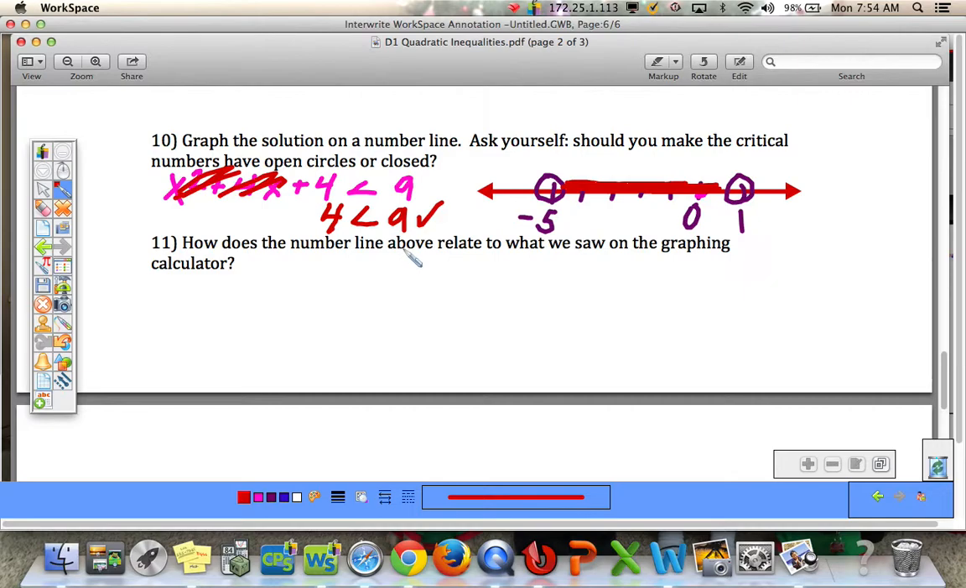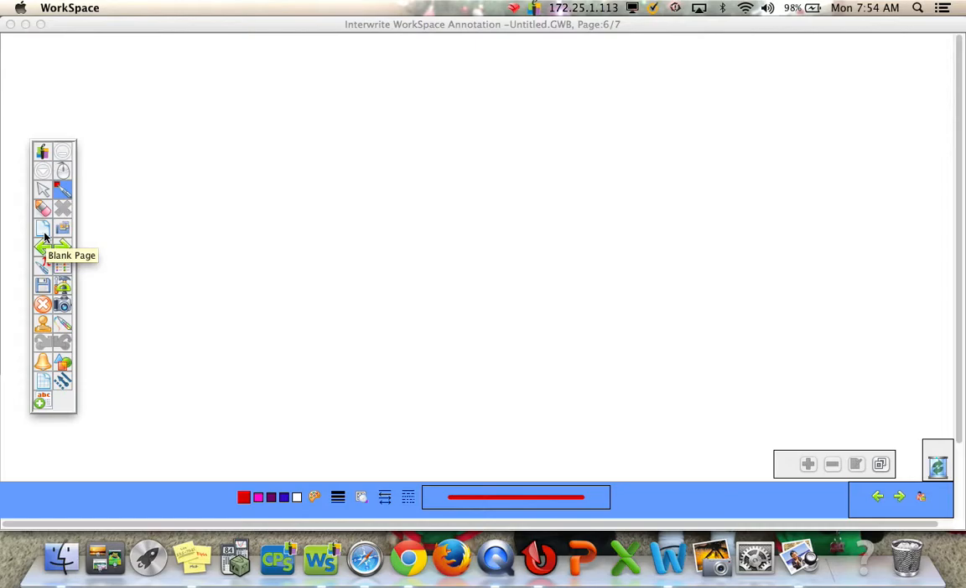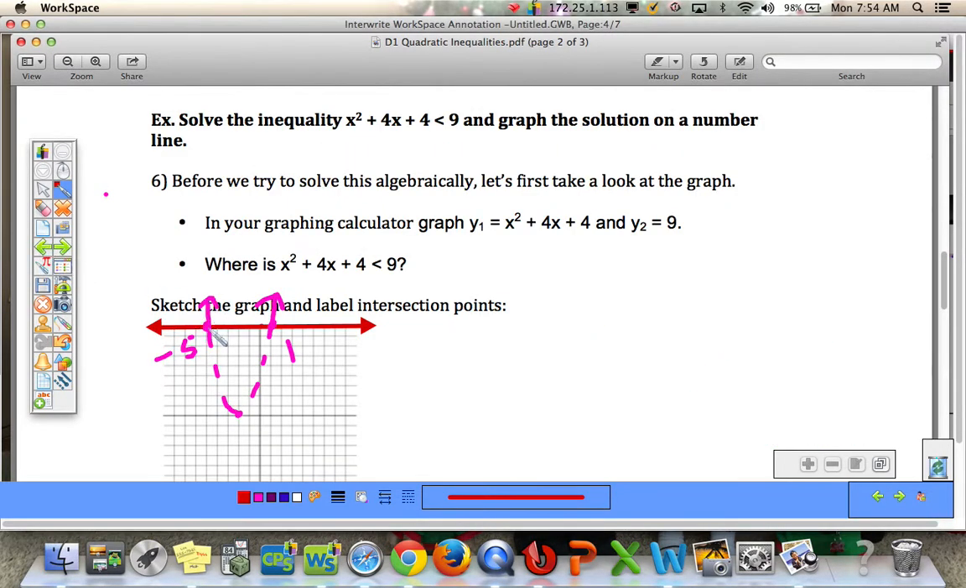How does the number line above relate to what we saw in the graphing calculator? Well, the number line is right here. So this is telling me you would shade in here. Actually, shade in here.